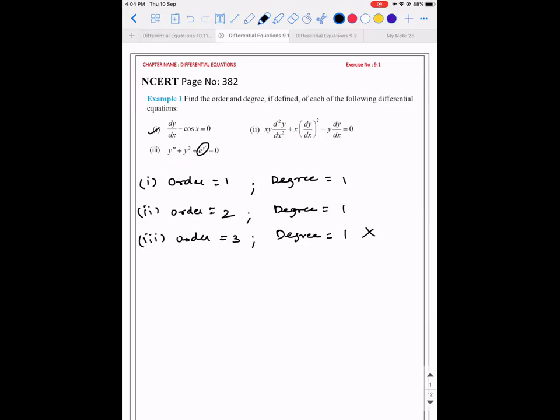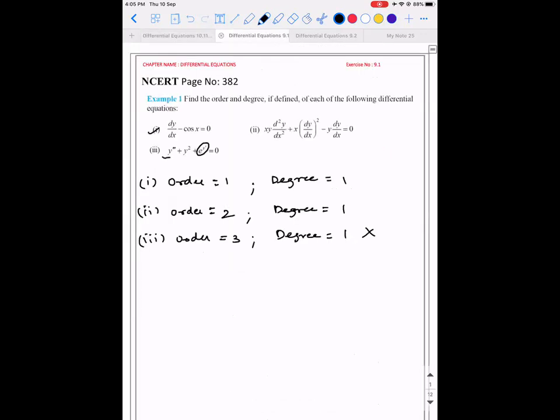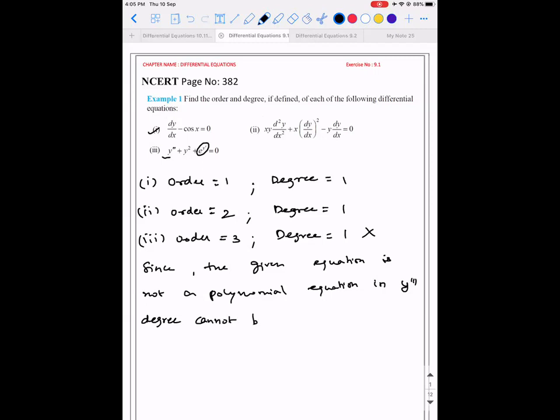So the reason you're supposed to write is: since the given equation is not a polynomial equation in y triple dash, the degree cannot be defined. That is the reason. So here it is not defined. I hope it is clear.